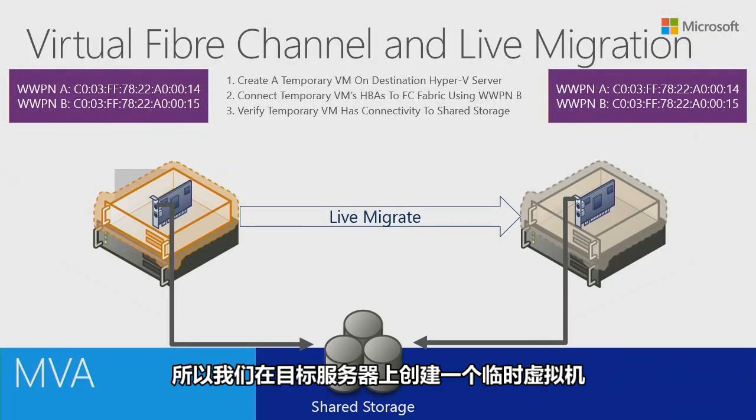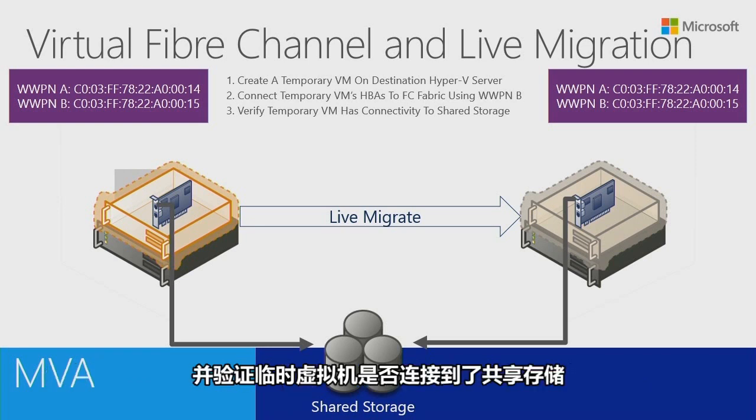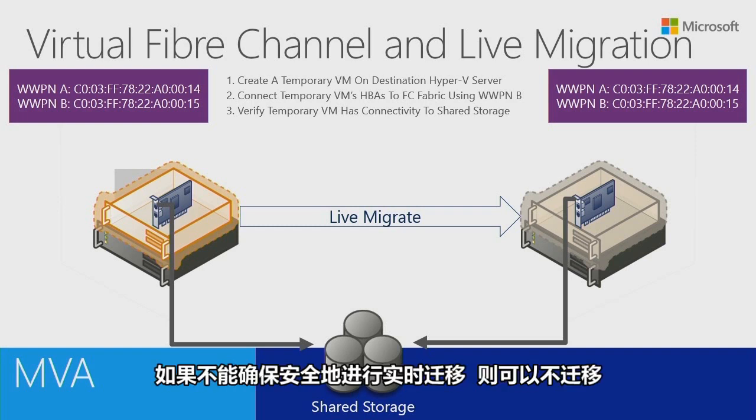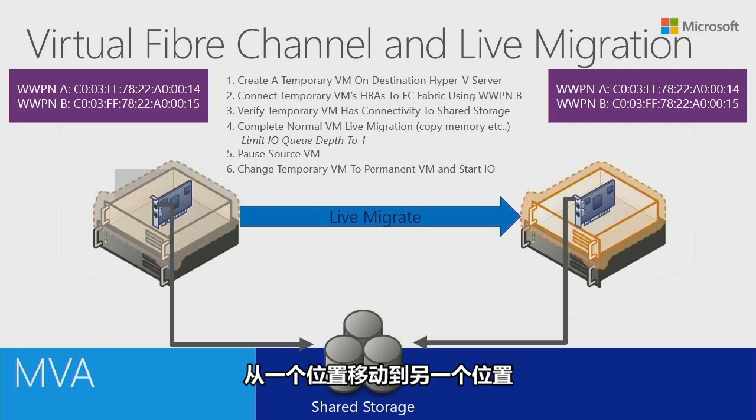So again, that's a key capability built in. We create a temporary VM on the destination server. We connect the temporary VM's host bus adapters to the fiber channel fabric using the worldwide port name B set. We verify the temporary VM has connectivity to the shared storage. Keep in mind when we do live migration, we always verify that we have access to all of the resources. We won't even perform a live migration if we're not sure we can do it safely. Then we actually perform the live migration, and lo and behold, we move it from one location to another.